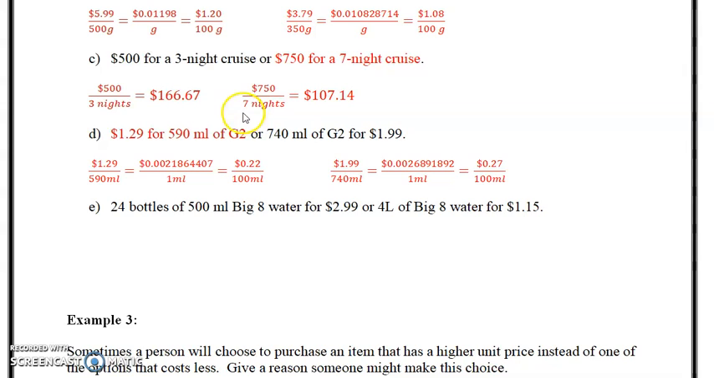And the last example, in number 2, 2E: 24 bottles of 500 milliliter Big 8 water for $2.99, or 4 liters of Big 8 water for $1.15. Now, I know many of you are saying, what about the bottle deposit? That's absolutely true. We can bring that in if you want in this question. Why not? That would be a good argument.